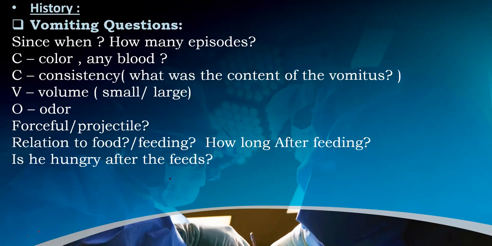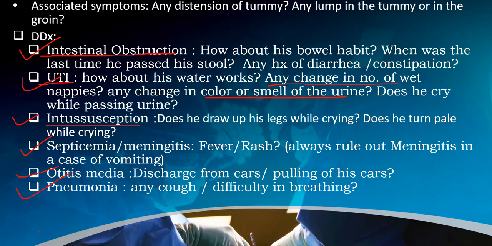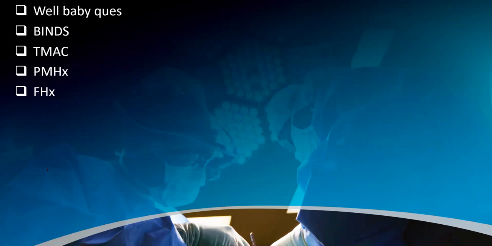Clear? So this is how we are ruling out the differentials. So history will cover the vomiting question. Very important to ask these questions. Then we go for the differentials. You can ask about bowel habit, waterworks, intussusception, and also incarcerated hernia. After that, we ask the infectious causes, which are meningitis or septicemia, otitis media, and pneumonia. So that's your DD.